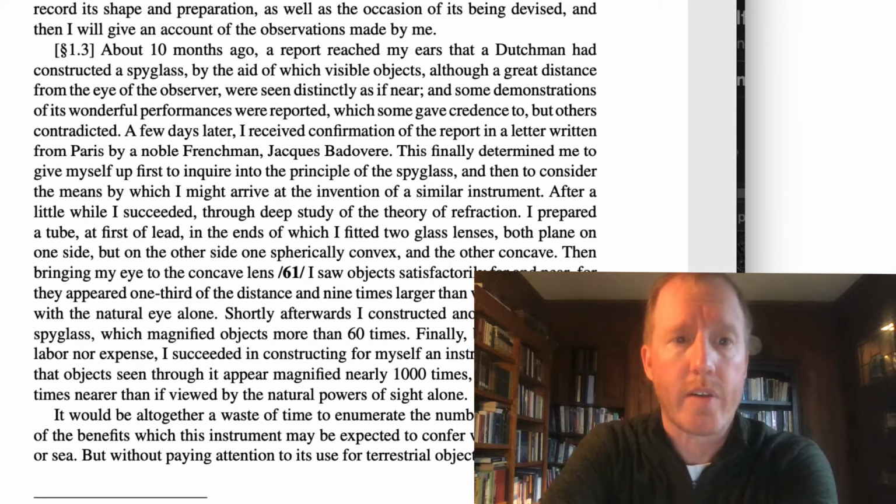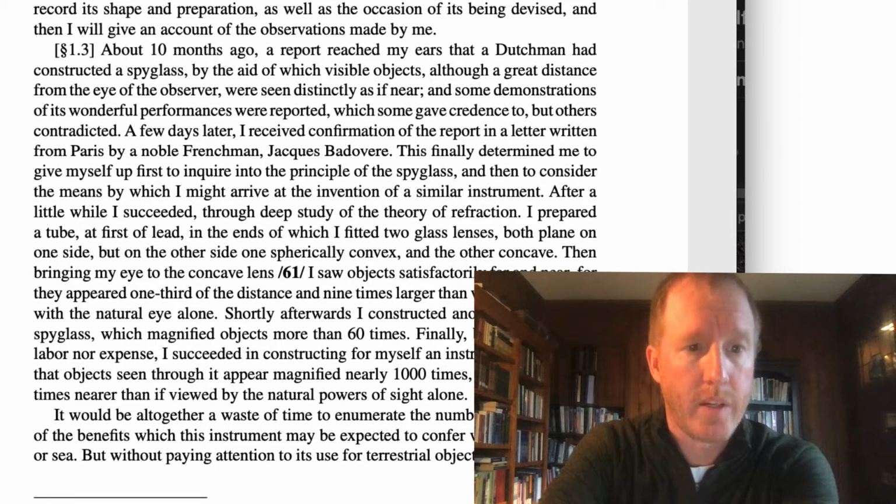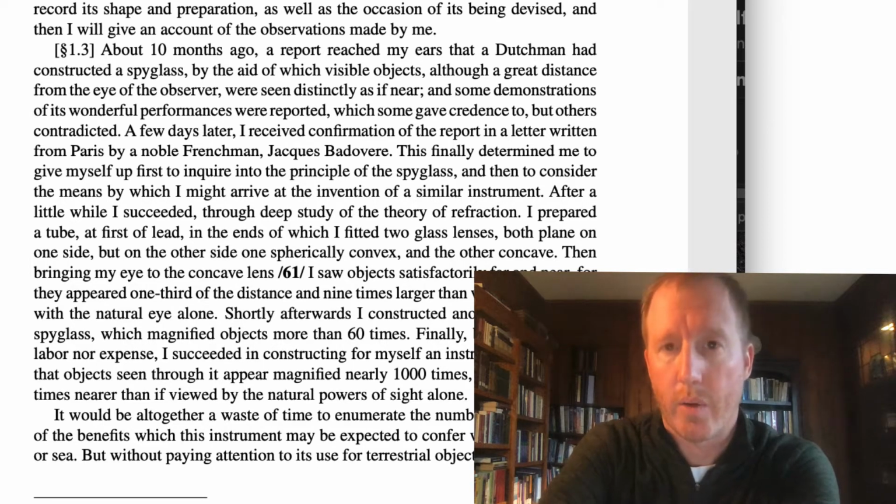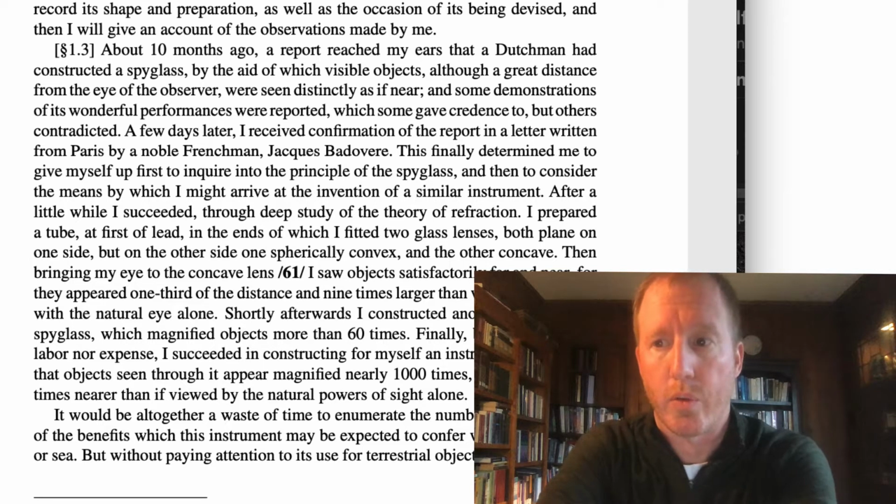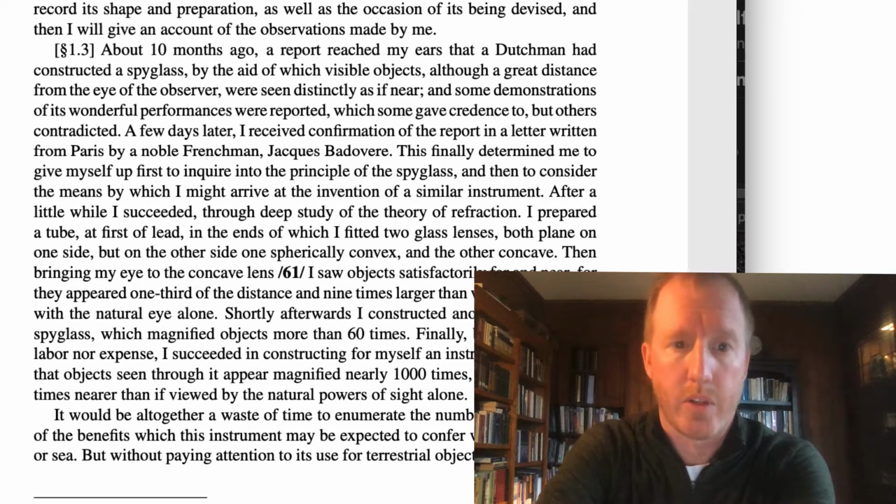A few days later, I received confirmation of the report in a letter written from Paris by a noble Frenchman, Jacques Baudouin. This finally determined me to give myself up first to inquire into the principle of the spyglass, and then to consider the means by which I might arrive at the invention of a similar instrument. After a little while, I succeeded, through deep study of the theory of refraction, that is, how light bends as it is traveling through lenses or other glass materials.